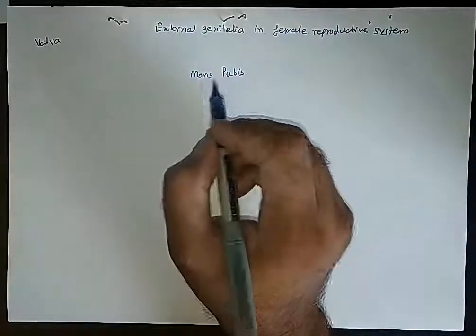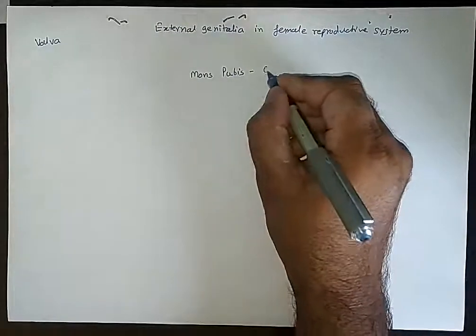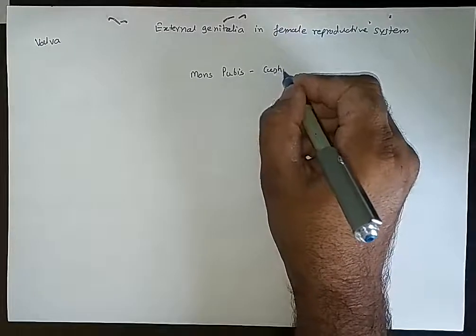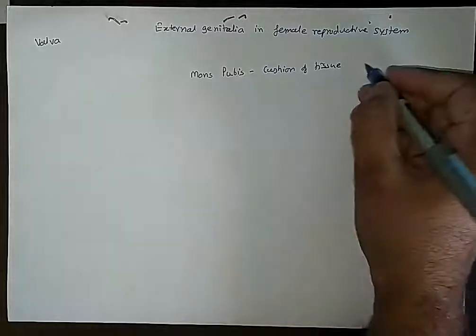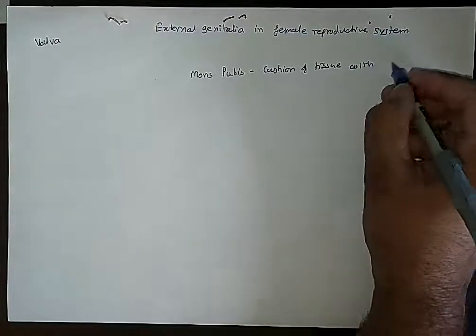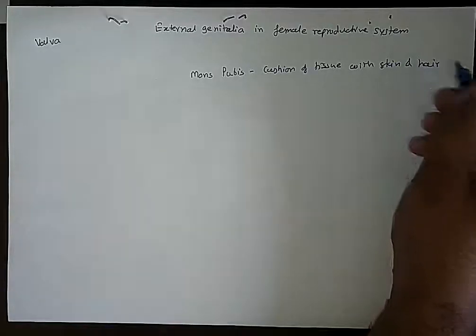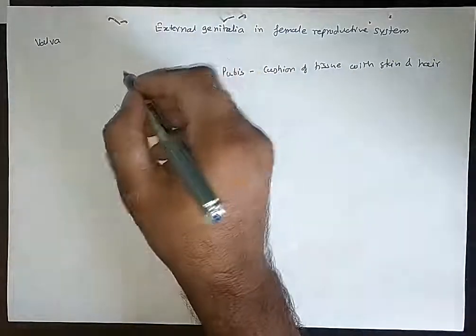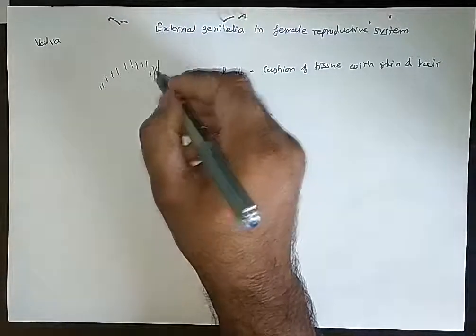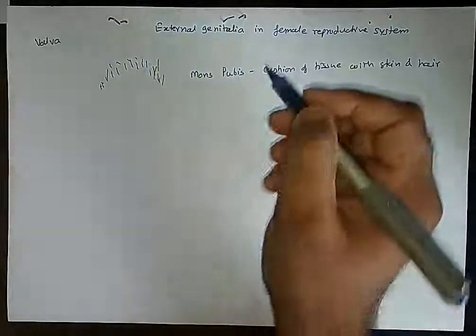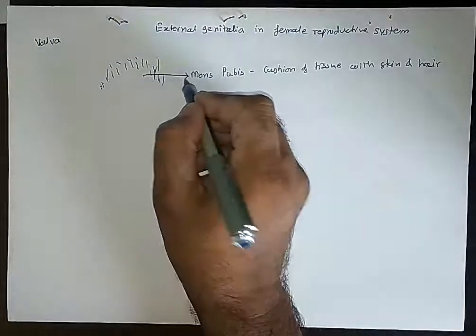The mons pubis is a cushion of tissue with skin and hair. Diagrammatically we can see this is the mons pubis. It has a tissue cushion and also it has hairs.